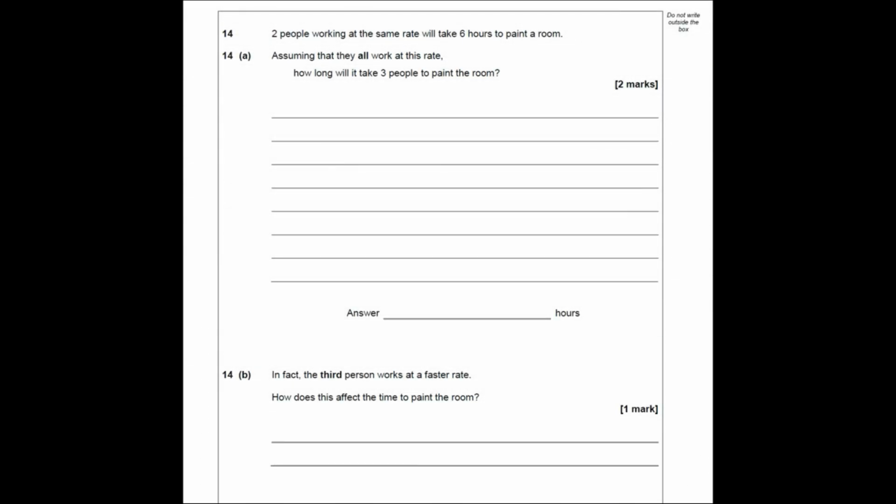Question 14, another long question. 2 people working at the same rate will take 6 hours to paint a room. Question A, assuming that they all work at this rate, how long will it take 3 people to paint a room? Okay, so first of all, we need to see how much the workload is. If 2 people work for 6 hours, 2 times 6 is 12. So this is the workload.